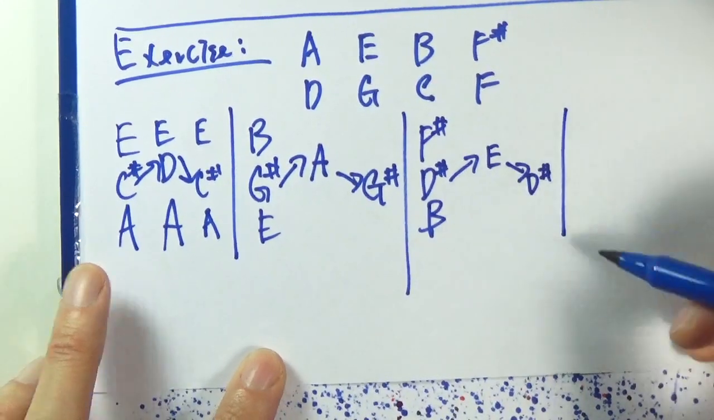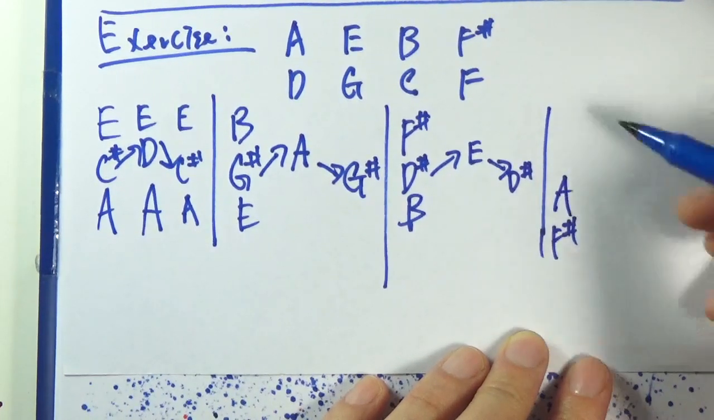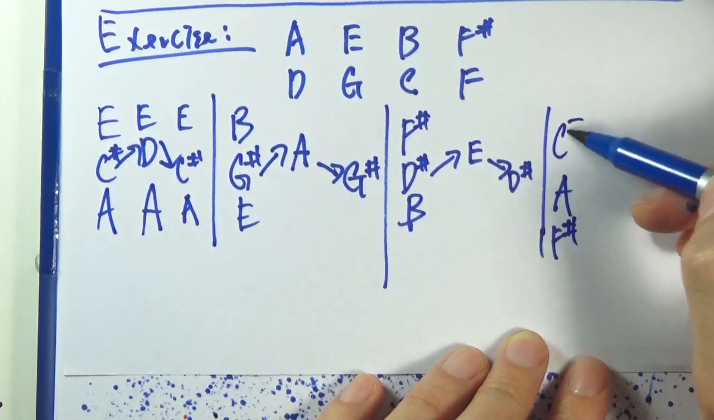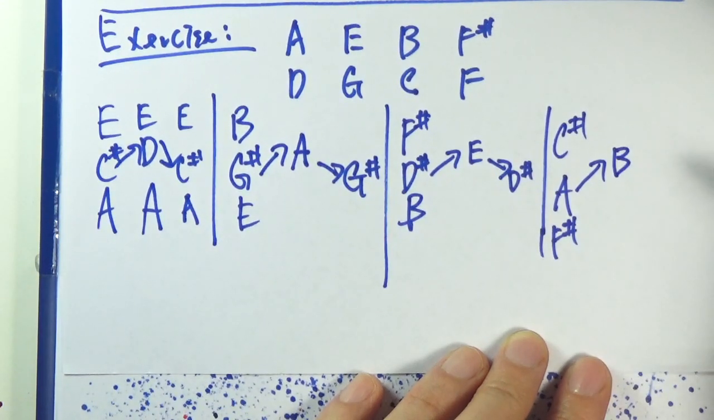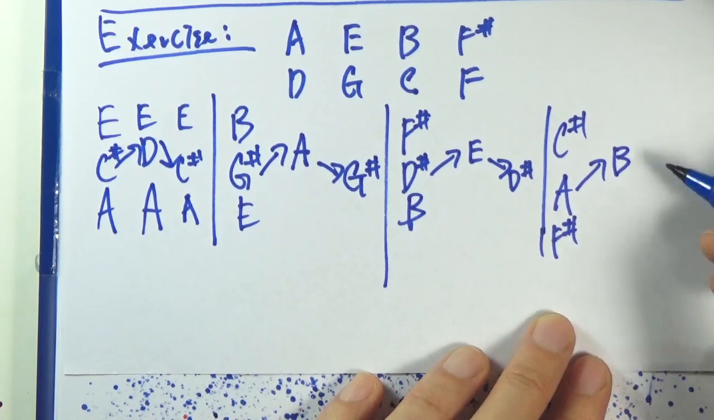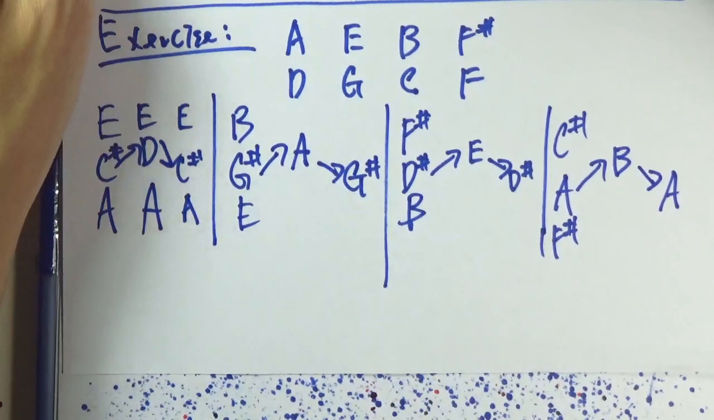Let's do one in minor. So F sharp, A, and then C sharp. So A becomes a fourth, a perfect fourth. And then that resolves back to A.